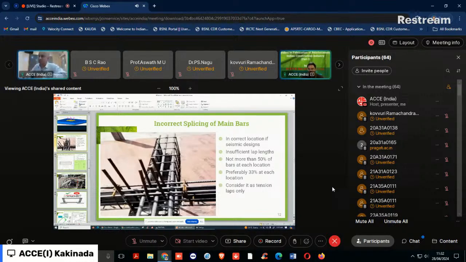Plastic hinge locations for seismic resistant designs will be at the top of the beam, at the bottom of the column and top of the column, and also at the side of the column and the other side of the column. These are the four possible plastic hinge formation locations in the beam column junction. At these locations, if it is a seismic resistant design, you should not form the lapping at these joints. Where it has to be formed, it should be formed at 1/3 or at the middle of the section, and preferably it should be welded when it is a seismic resistant design.